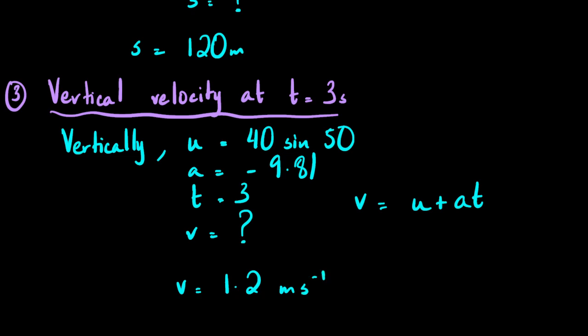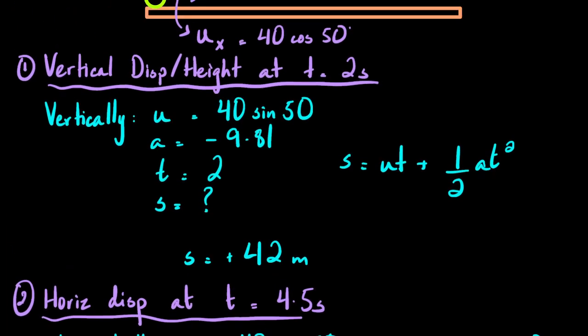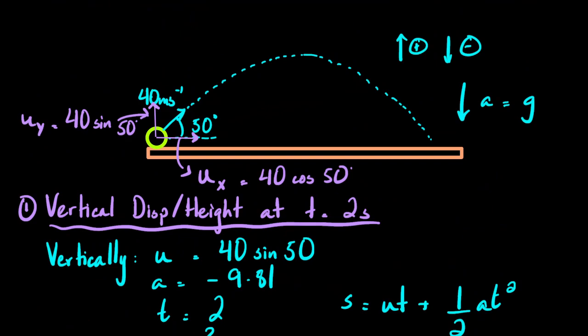Now just using the displacement values, I cannot comment on where the projectile is in its motion, but based off this I do have a pretty good idea. Because the idea is that it was initially projected with a speed 40 sine 50. If I try to find this out, this is 30.6, and the vertical velocity which I just found was 1.2. So it's a very small velocity, right?